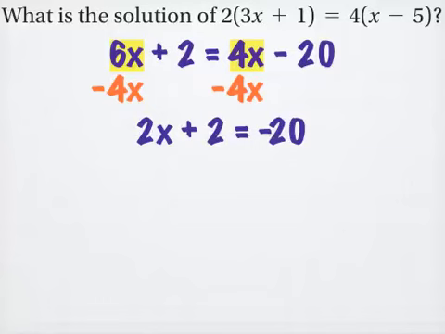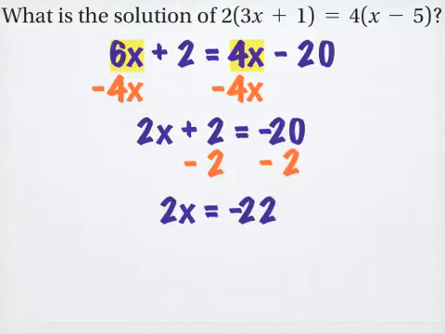Now it's a two-step equation. I need to subtract 2 from both sides. When I do that, I get 2x equals negative 22. Now I need to divide by 2. Whatever I do to one side, I have to do to the other, and I find that x equals negative 11. Plug it back in, make sure that it makes the equation true. It does, so I am good.